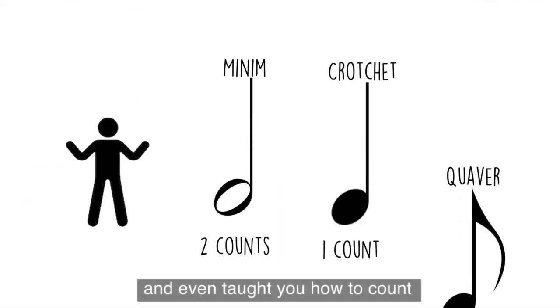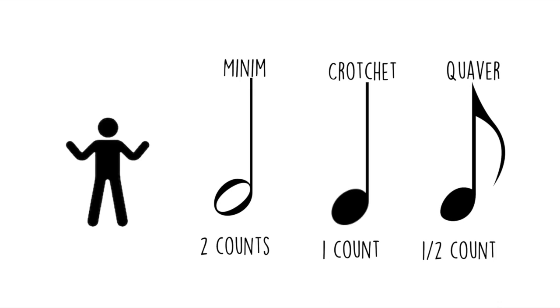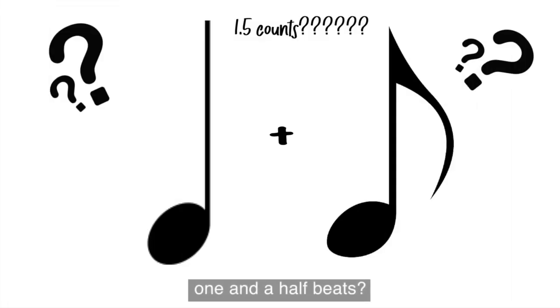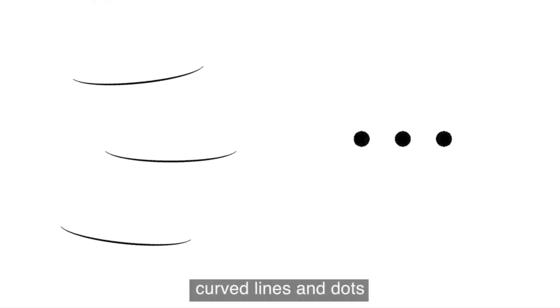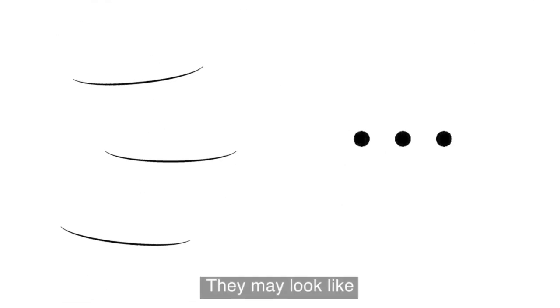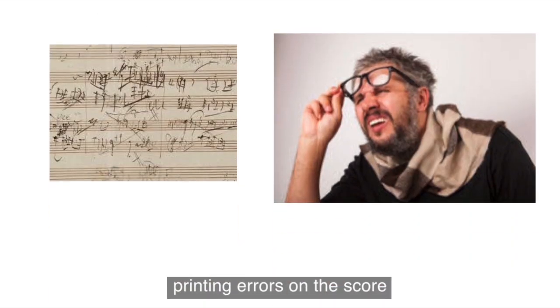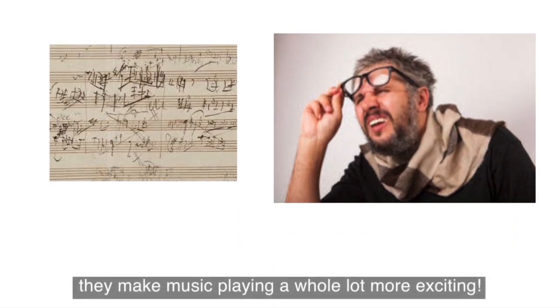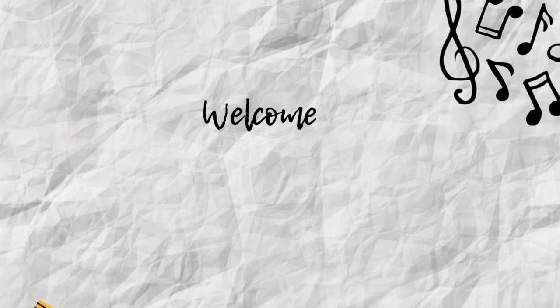Cool it, Kermit. We've learned how to count 1 beat, 2 beats, and even taught you how to count half a beat. But what if you want to count 1.5 beats? Well, this is where these curved lines and dots come in. They may look like printing errors on the score, but trust me, they make music playing a whole lot more exciting.